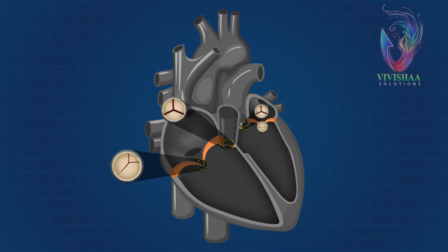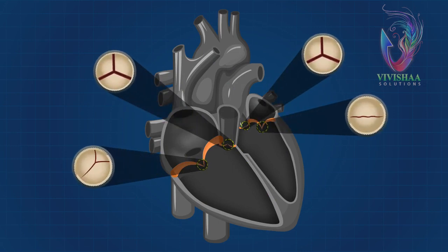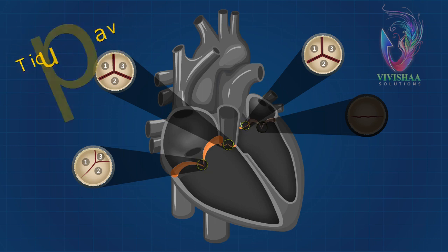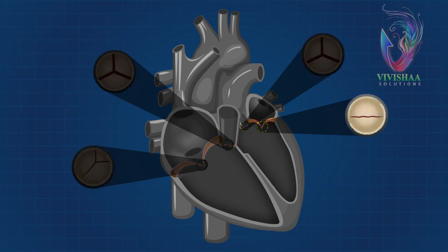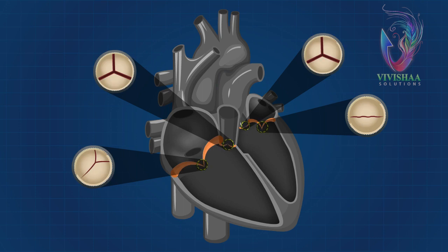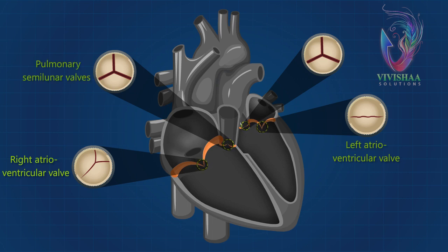The openings of these valves are guarded by 3 or 2 flap-like structures. If the valve has 3 flaps, then it is called a tricuspid valve. And if it has 2 flaps, it is called a bicuspid valve. Totally, there are four valves in the heart, namely right atrioventricular valve, left atrioventricular valve, pulmonary semilunar valves, and aortic semilunar valves.